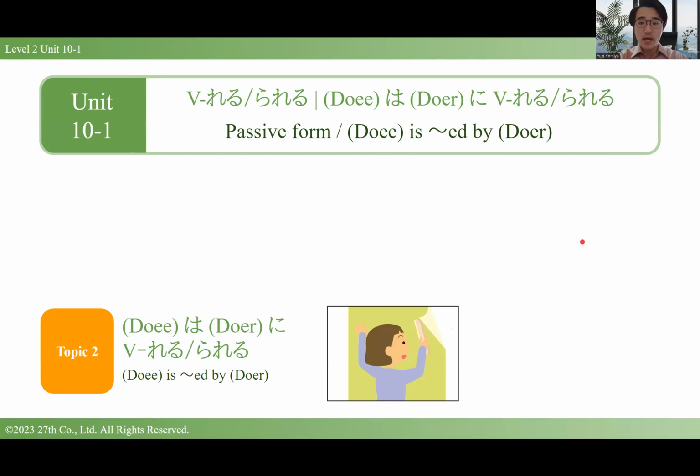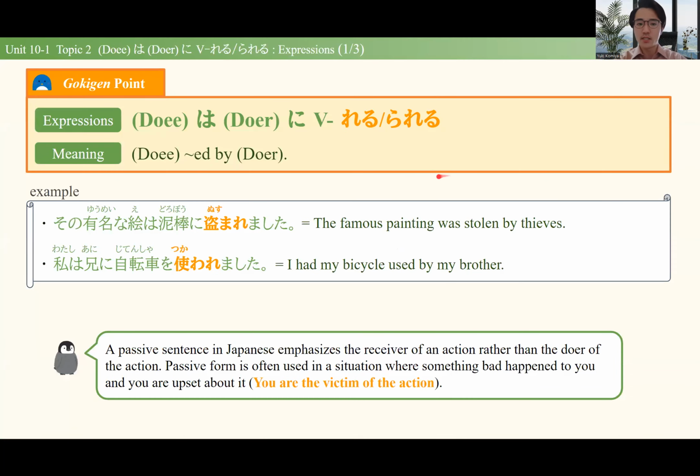Now, once you know how to make the verb passive forms, we're going to try to make an actual sentence using the passive form. So somebody is being done something by somebody else. This is the formula. Do we, this is the one that's affected, like the insulted one or the praised one. Wa, do were. This is the one who does the action. Ni, passive form, reru or rareru. Wa, ni, reru rareru.